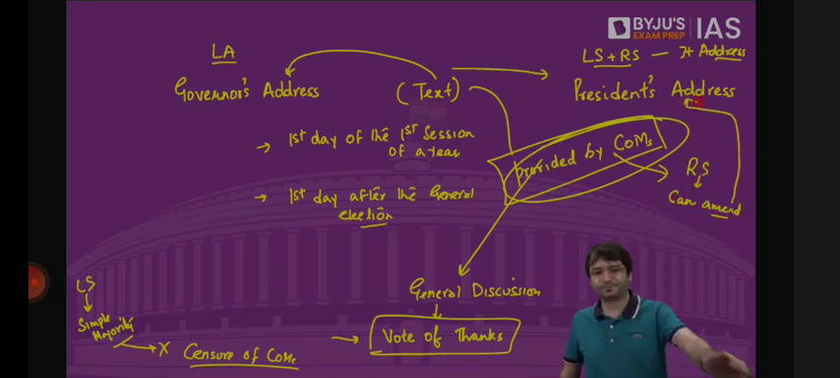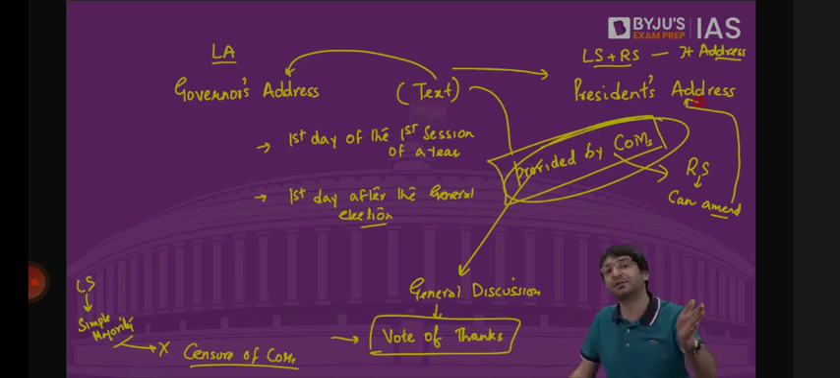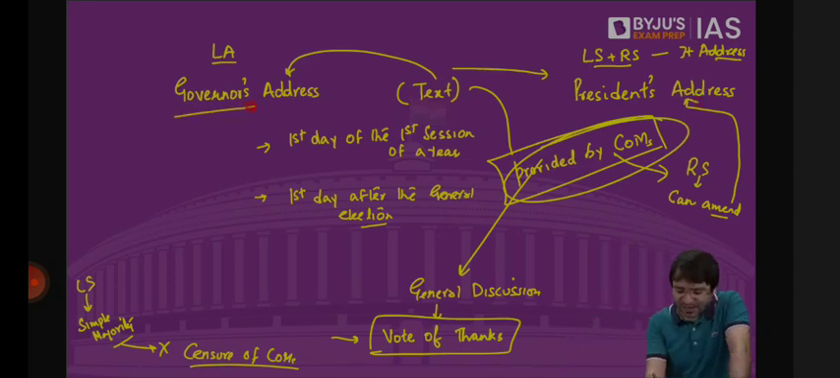For example, a few years ago, Rajya Sabha amended the president's address given by President Pranab Mukherjee, saying we regret that the president did not speak about corruption. That can happen. That doesn't affect the stability of the government because the Council of Ministers is not accountable to Rajya Sabha. The same is the case with the governor's address. The text of the speech is provided by the Council of Ministers.